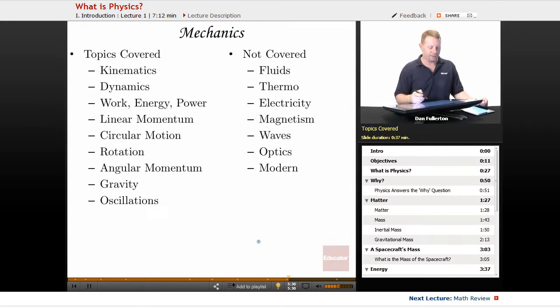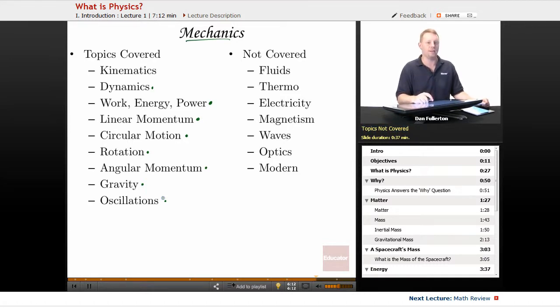What we're going to start with is mechanics, where what we're going to cover are topics like kinematics, the study of motion, dynamics, forces, what forces do and how forces cause accelerations and change motions, work, energy, and power. We'll talk about momentum, what happens when moving objects hit other objects, what happens when objects explode when they collide. We'll talk about things that move in circles and things that spin. We'll talk about angular momentum. We'll talk about the force of gravity, and we'll talk about oscillations, things that go in cycles, things that repeat, and simple harmonic motion.